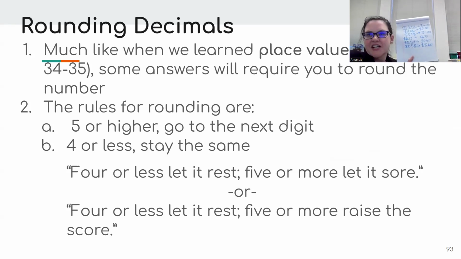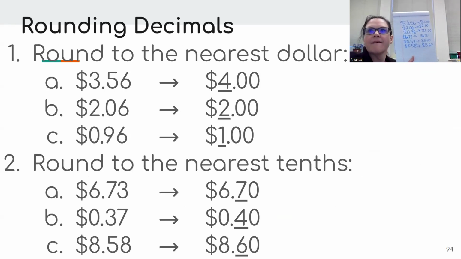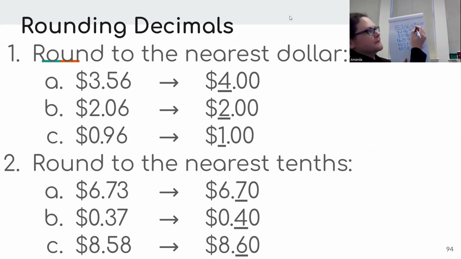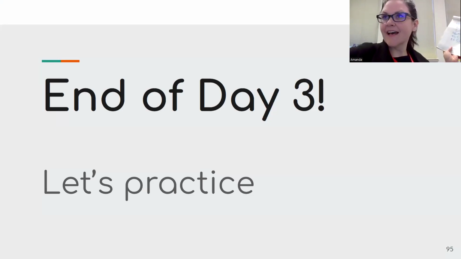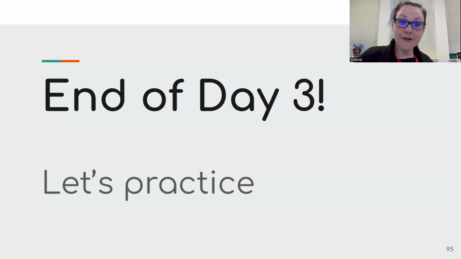All right, let's check our answers. There you go. So it's $4. We were correct here. $2 and $1. Good job on these. 6.70, 40 cents, and 8.60. We did a good job. And that is the end of our notes.